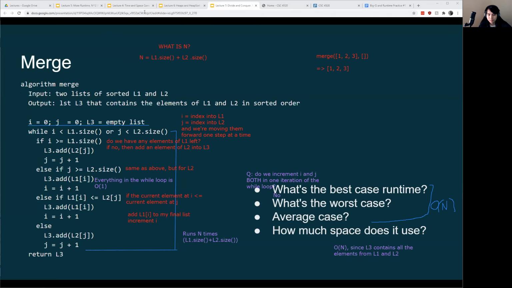Can I explain the space again? Of course. The only thing that takes up space is L3. L3 is a list that eventually will contain all the elements of L1 and L2, which means that L3 is going to be of size n, which is the sum of these two L1 and L2 sizes, which means that at worst, the most amount of space we ever use is when we're done building L3, which is O of n overall.